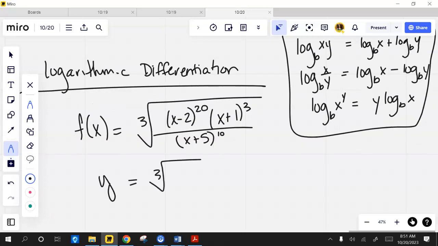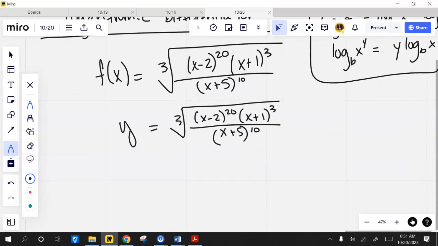I'm going to change this to Y just so you see what's happening a little bit easier. Again, if you want to go through the headache of differentiating this, Mac. But what logarithmic differentiation does is it says take the log of both sides. I always do natural because it's just easier, but it could be whichever you want because all the properties are the same. Do natural log because it's going to make our derivative easier.